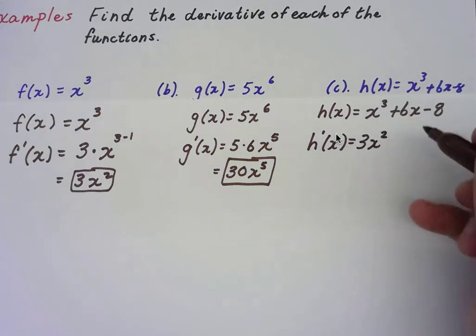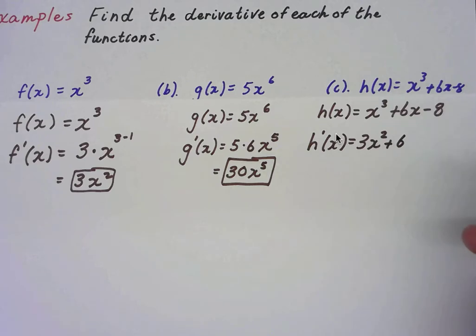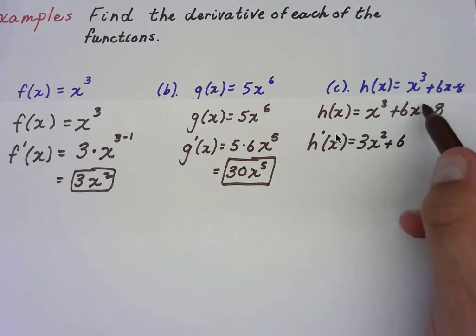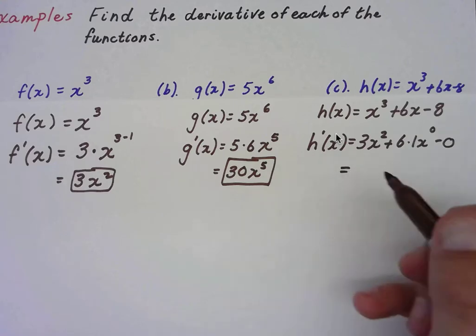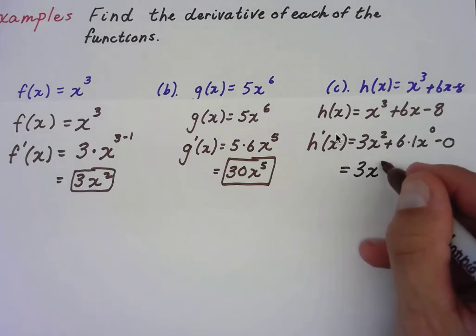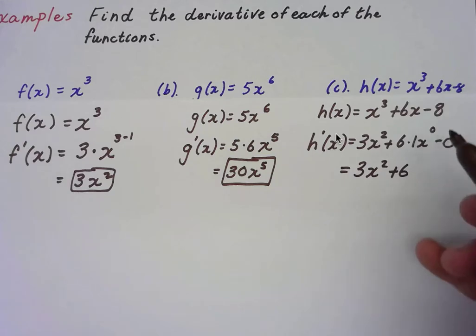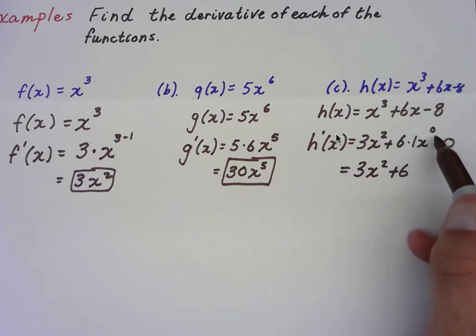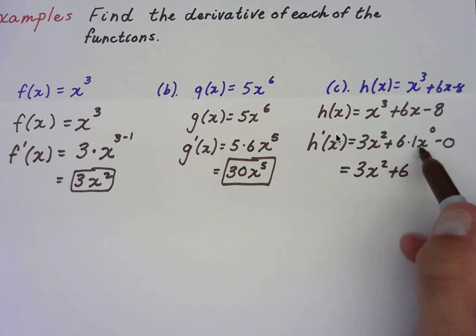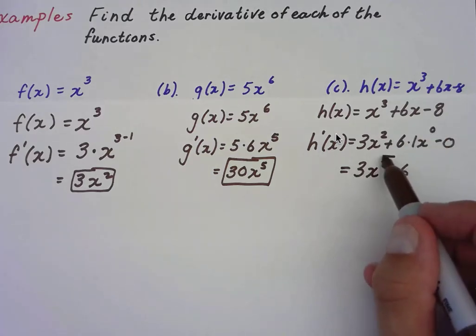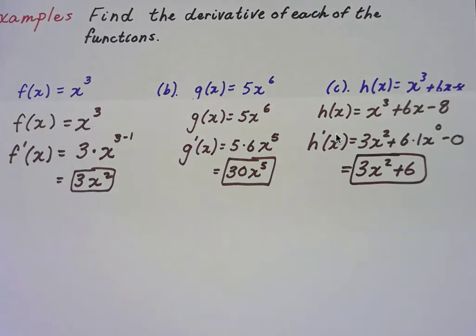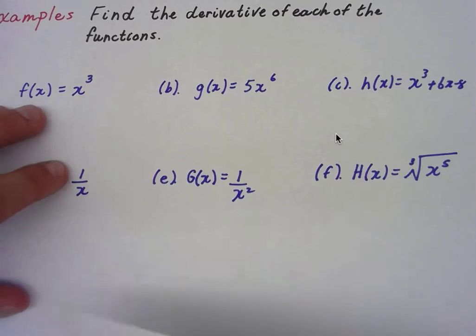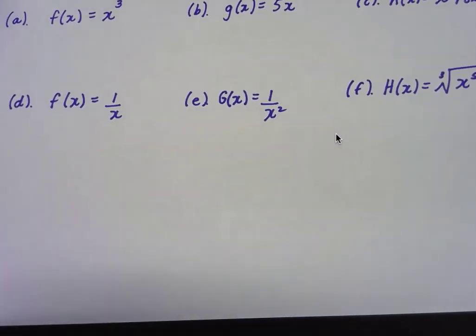Okay, the derivative of 6x, well, you'd leave the 6, right? And then you would have times 1 times x to the 0 power, and the derivative of any constant is 0, okay? So this becomes 3x squared plus 6, right? You might say, oh, this is 0. Well, a base to the 0 power, anything to the 0 power is 1, so this all becomes 6. So our derivative of that polynomial, x cubed plus 6x minus 8 is 3x squared plus 6. Okay, so we've got a few more examples to do, and these get a little more challenging.